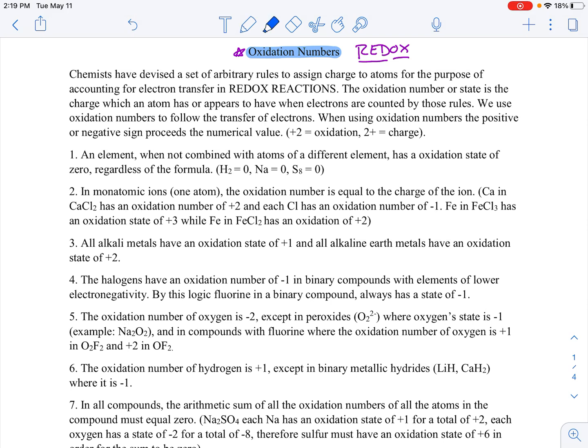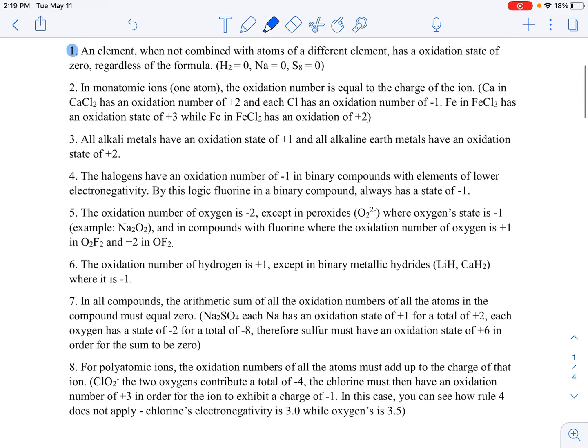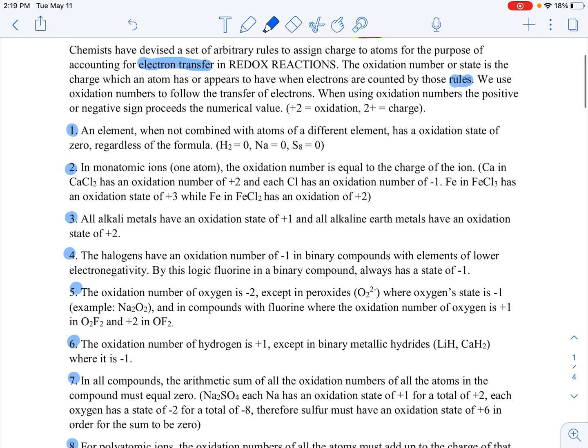Chemists have devised a set of arbitrary rules to assign charge to atoms for the purpose of accounting for the electron transfer in redox reactions. The oxidation number, or state, is the charge an atom appears to have when electrons are counted by those rules. Which rules? Well, these 8 rules shown here.